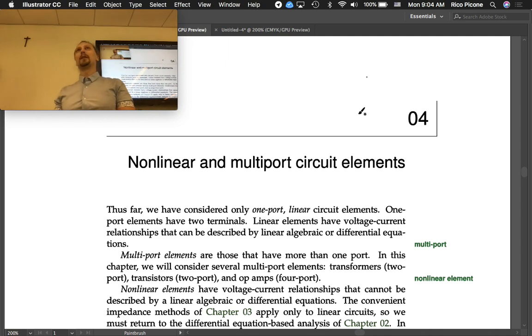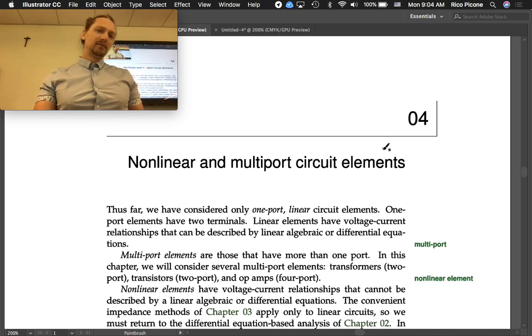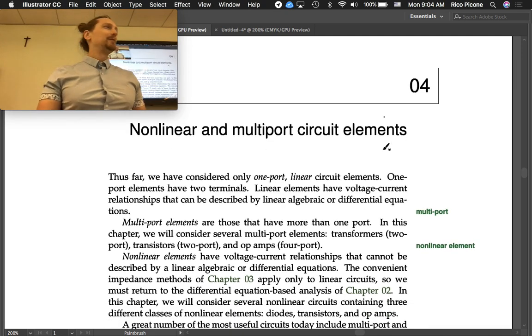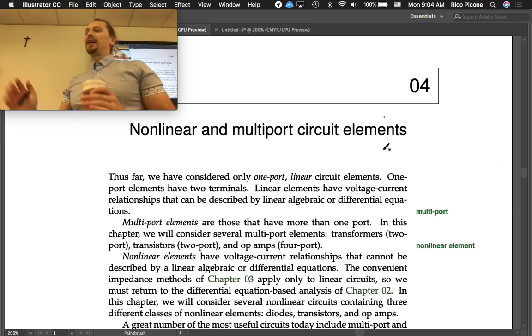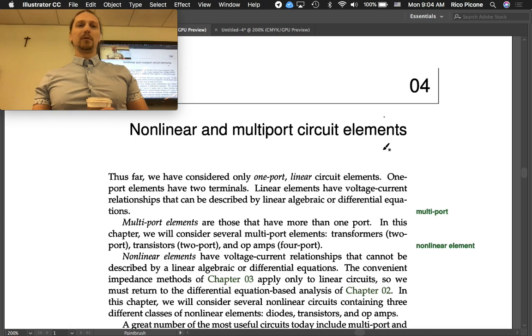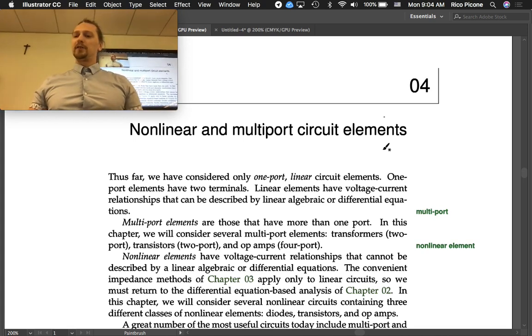So chapter 4 will be the last chapter we cover for the midterm exam, and it's a nice round out of our discussion of electronics by themselves, and then we're going to do a more electromechanical approach after this. Okay.